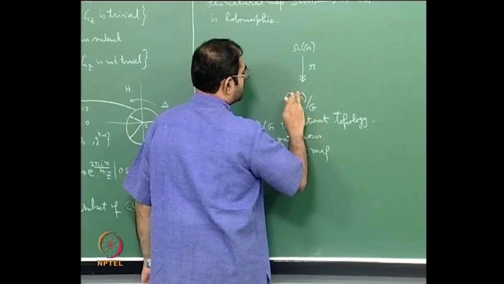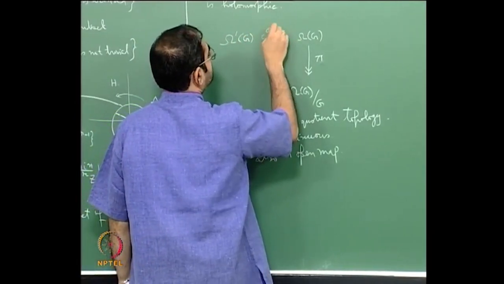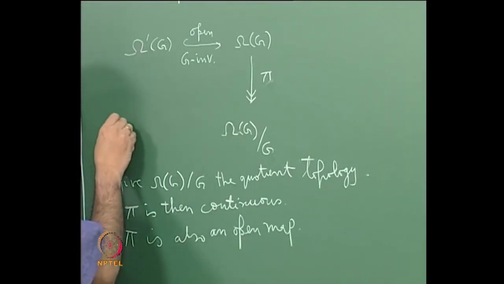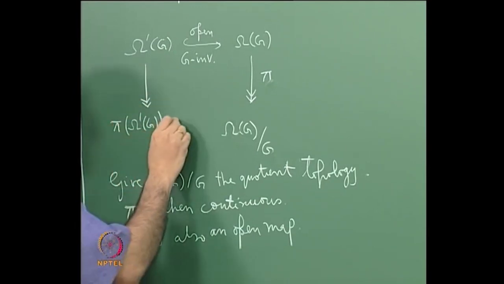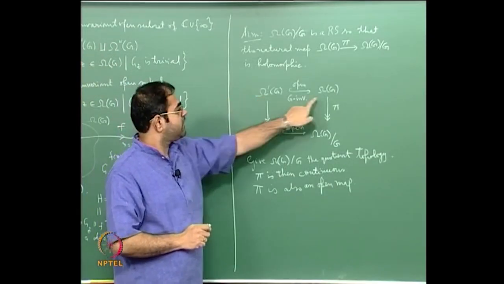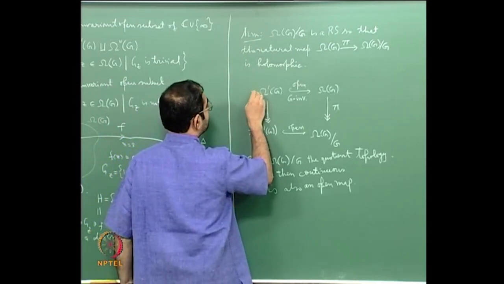So in particular, if I take the subset omega prime G, which is an open G-invariant subset, then its image pi of omega prime G will be an open subset. And pi of omega prime G is nothing other than omega prime G modulo G. That is because if I take the inverse image of this, it will be again omega prime G. The inverse image cannot contain points in omega double prime G, because of the description of omega prime G and omega double prime G. So in fact, I should write omega prime G as pi inverse.